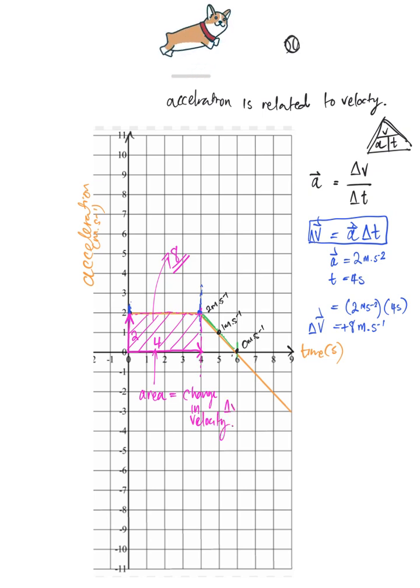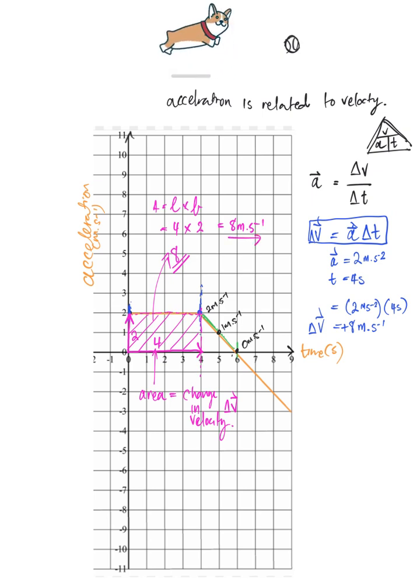Right, which is going to give me that delta V. Then if I look here, where this point is from, let me just get another color. If I look here, I can say that area is equal to length times breadth. We know that formula. The length here was 4, the breadth here was 2, and 4 times 2 is 8 meters per second. And I get that same value.